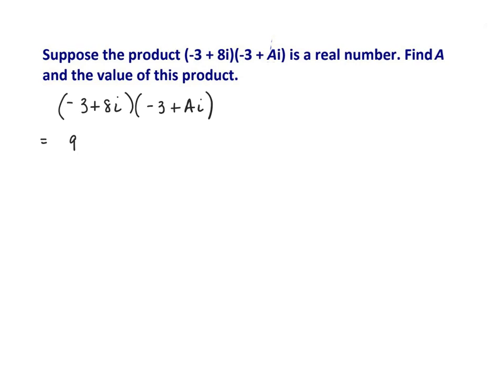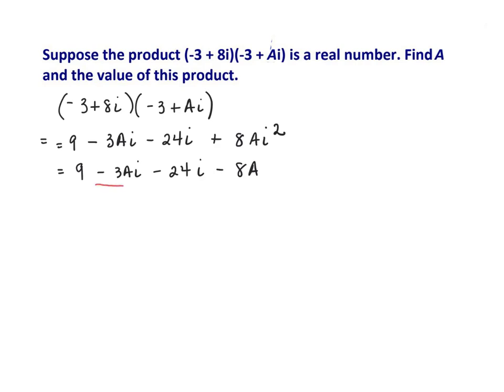So when I expand the brackets, I end up with 9 minus 3ai minus 24i plus 8a i squared, and that i squared is going to become -1. So we can simplify a bit, and we've got 9 minus 3ai minus 24i minus 8a.